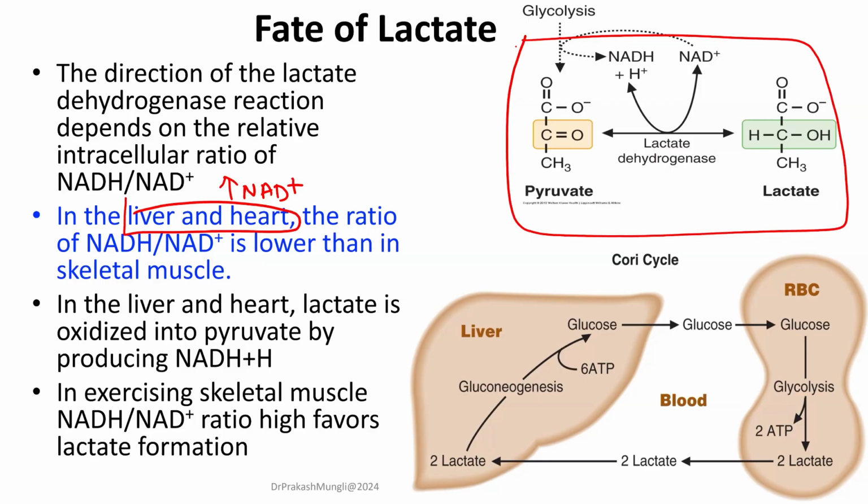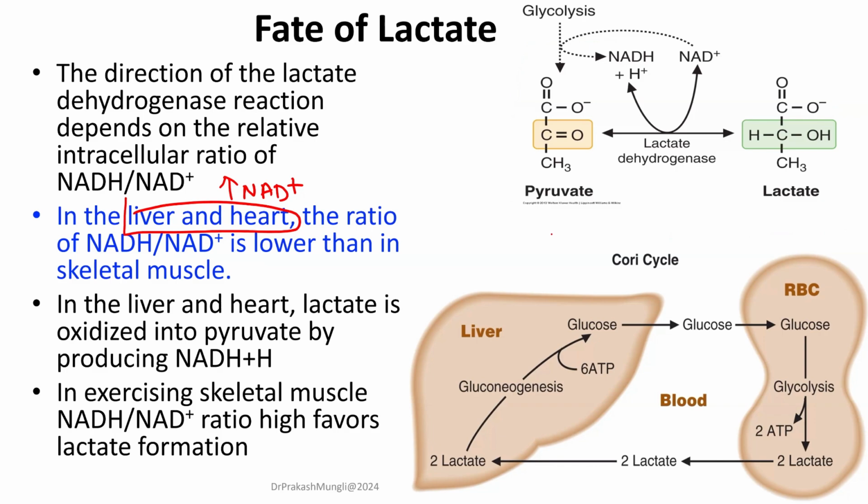In exercising skeletal muscle, a high NADH over NAD ratio favors lactate formation because there is more NADH. That is why it goes from the pyruvate to lactate side rather than the lactate to pyruvate side. Okay, so this is the fate of lactate.